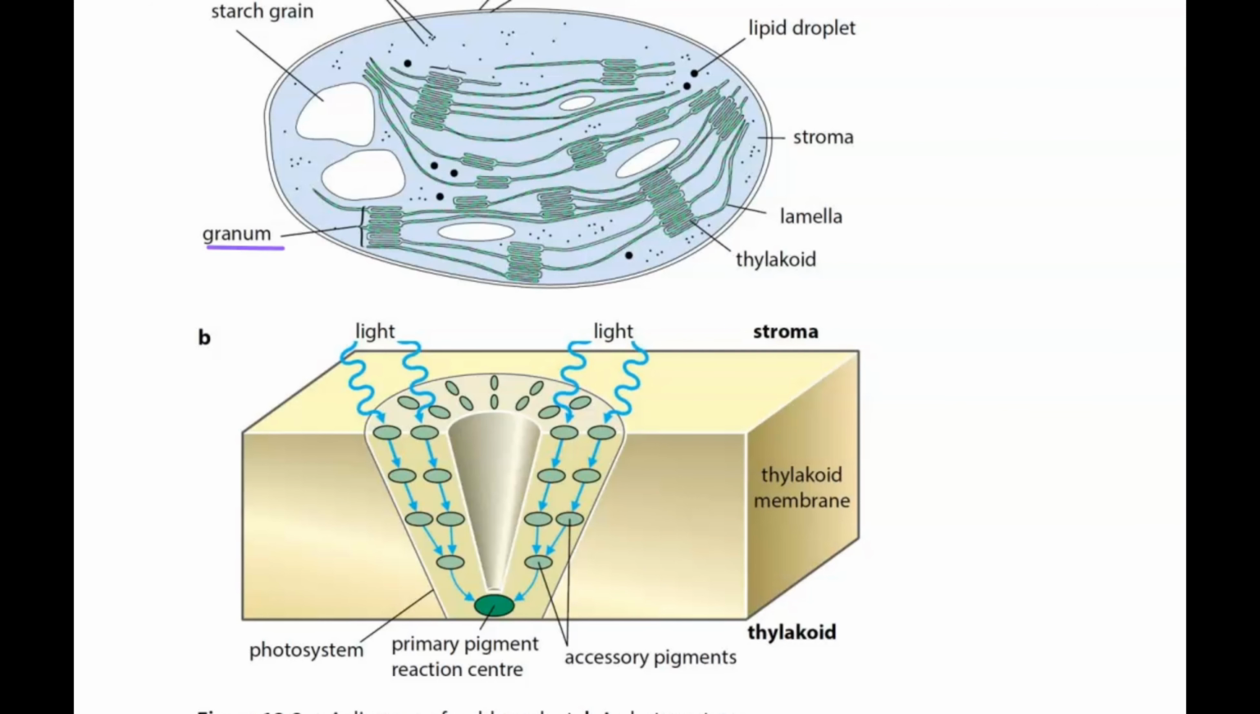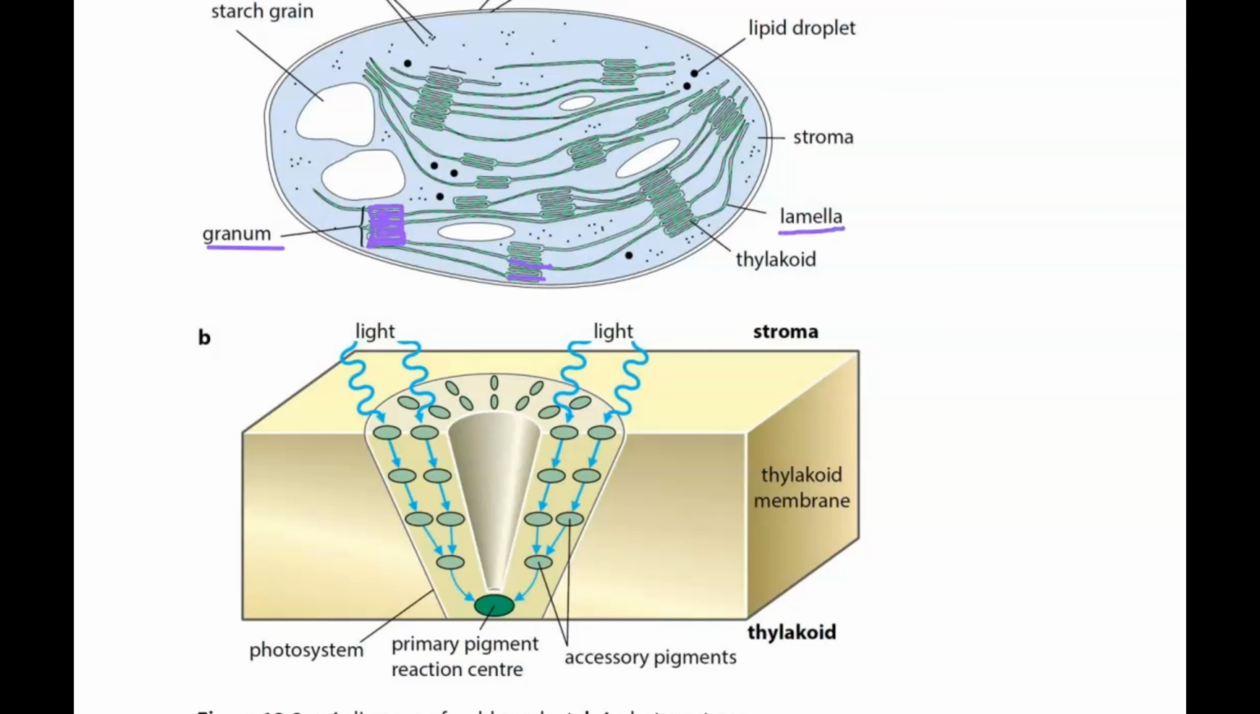The membrane of this granum is here. You can see the grana are stacked over each other. This granum is made up of many thylakoids which are stacked over each other, and this one is the membrane of the grana, and this one is the membrane of the grana. Remember, these grana are interconnected by lamellae. These are the proteinous strands.